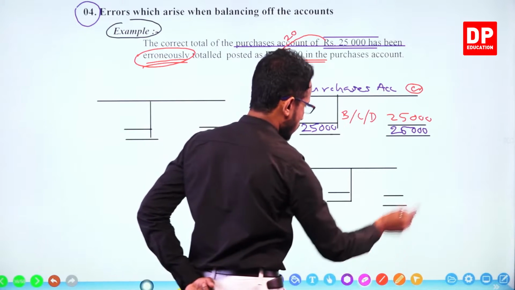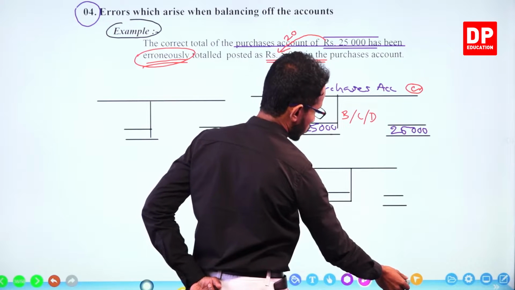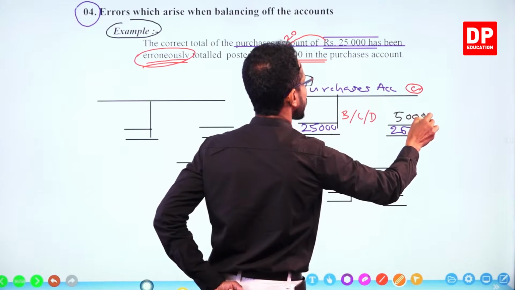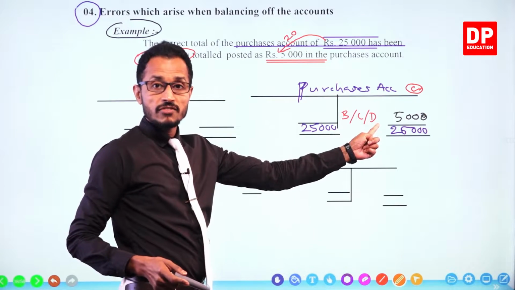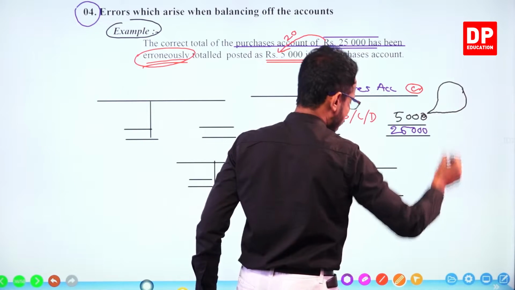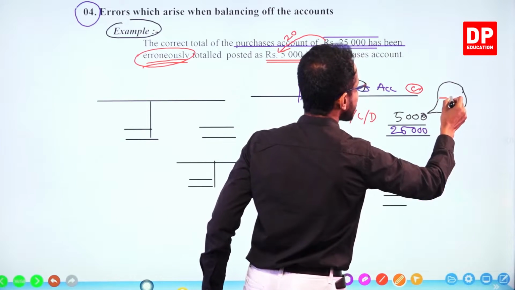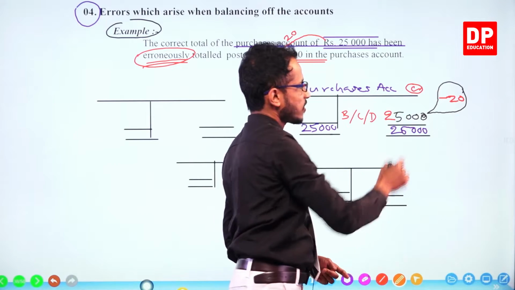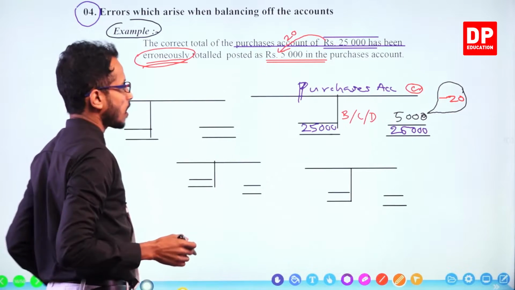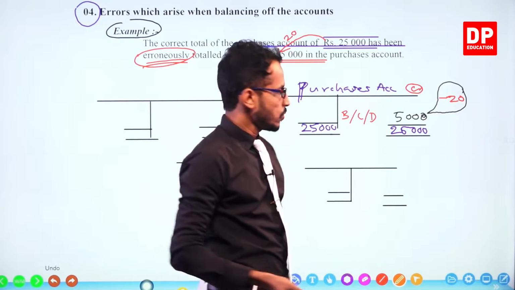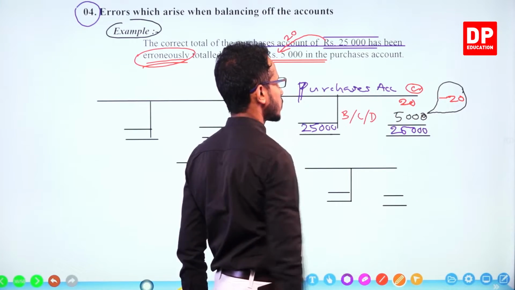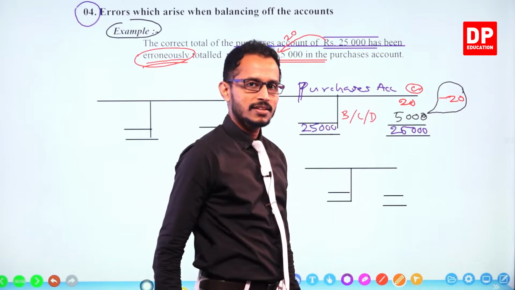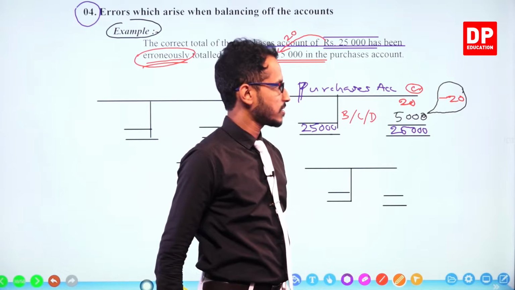It has been written as 5, but it should be 25. So in the credit side, how much is less? 20 is less, because this should be 25. Got it? Now 20 is less. What do you do? You enter that 20 to the credit side.